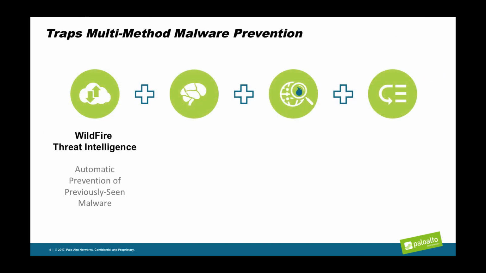Let's start by looking at how we prevent malware. To prevent malware that has been seen elsewhere, Traps uses Wildfire. Wildfire is our cloud-based threat intelligence and malware analysis system. Wildfire takes in information from our 40,000 plus customers, our partners, and multiple third-party sources to push protections to all Palo Alto Networks products. When Traps encounters an executable that it doesn't know, it queries Wildfire with the hash of that executable file before the file is allowed to run.